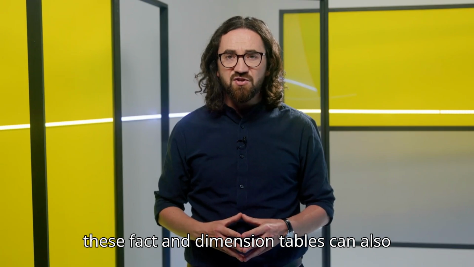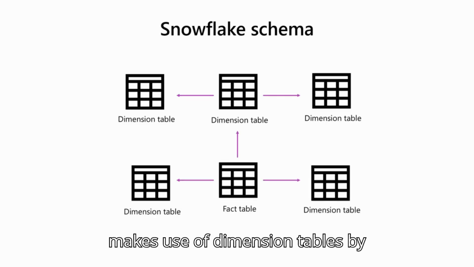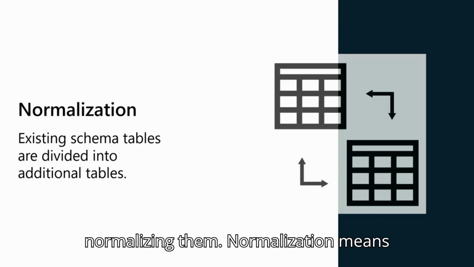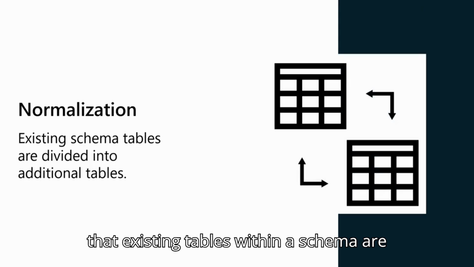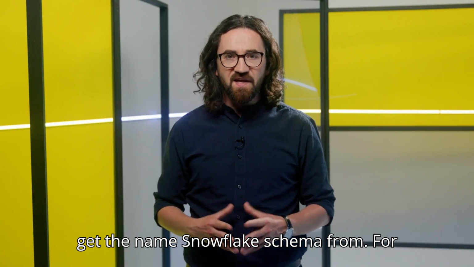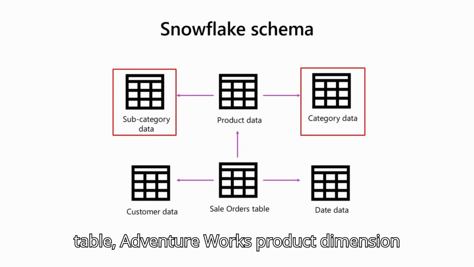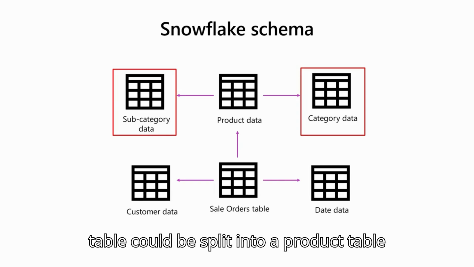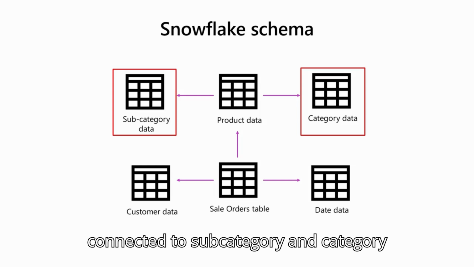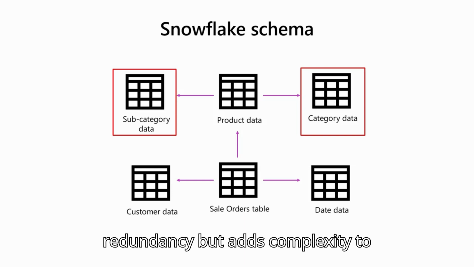And these fact and dimension tables can also be used to extend a star schema into a snowflake schema. A snowflake schema makes use of dimension tables by normalizing them. Normalization means that existing tables within a schema are divided into additional related tables. This technique creates a structure that resembles a snowflake. This is where we get the name snowflake schema from. For instance, in addition to a central fact table, the AdventureWorks product dimension table could be split into a product table, connected to subcategory and category tables. This schema reduces data redundancy, but adds complexity to queries.